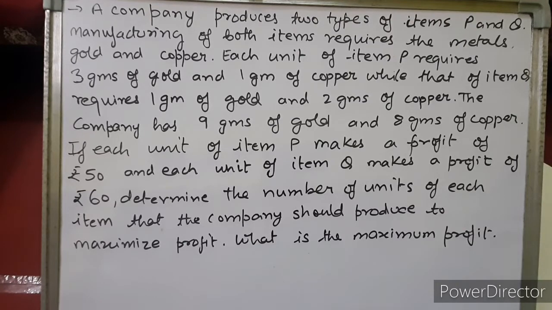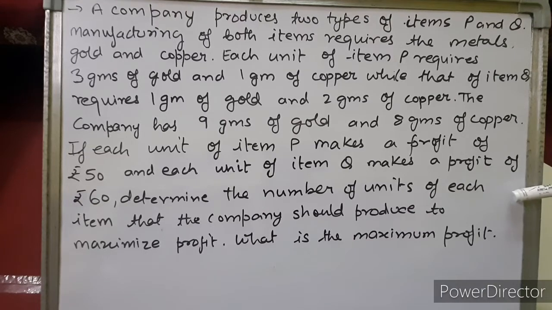Let's see this sum. It is given that a company produces two types of items, P and Q. Manufacturing of both items requires the metals gold and copper. Each unit of item P requires 3 grams of gold and 1 gram of copper, while each unit of item Q requires 1 gram of gold and 2 grams of copper. The company has 9 grams of gold and 8 grams of copper in store. Each unit of item P makes a profit of rupees 50. Each unit of item Q makes a profit of rupees 60.